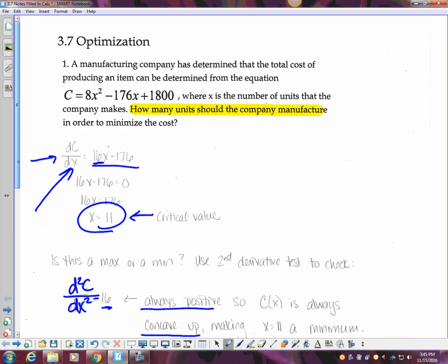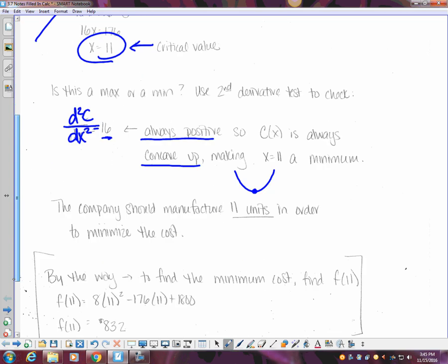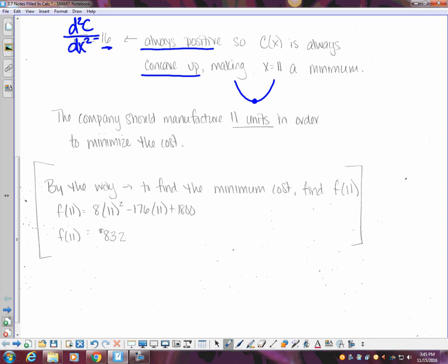And then if I go back and read, it should make sense. How many units should the company manufacture in order to minimize the cost? So the company should manufacture 11 units in order to minimize the cost. If they had said what would the cost be at 11 units, to find the minimum cost, you need to find f of 11. Again, that's the original function, not the derivative. So the minimum cost is $832 at 11 units.